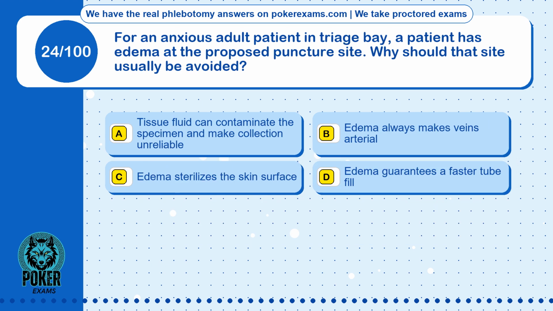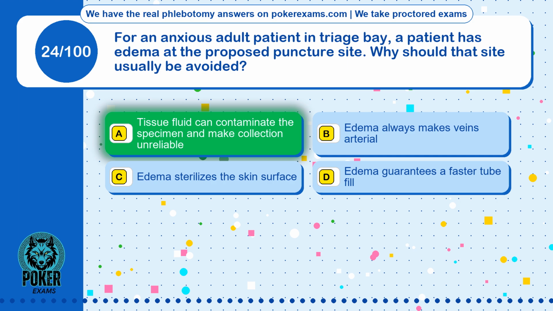Question 24. For an anxious adult patient in triage bay, a patient has edema at the proposed puncture site. Why should that site usually be avoided? Option A: tissue fluid can contaminate the specimen and make collection unreliable. Option B: edema always makes veins arterial. Option C: edema sterilizes the skin surface. Option D: edema guarantees a faster tube fill.